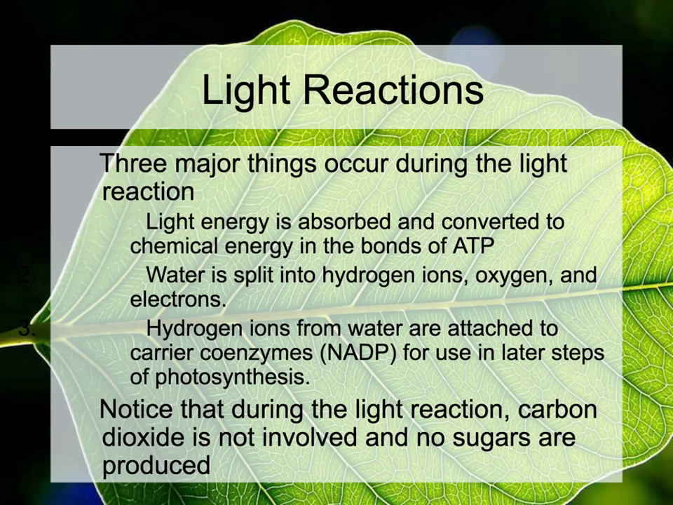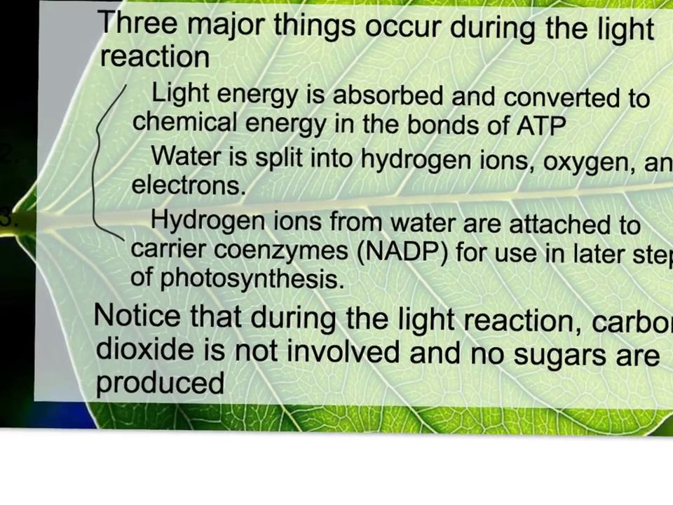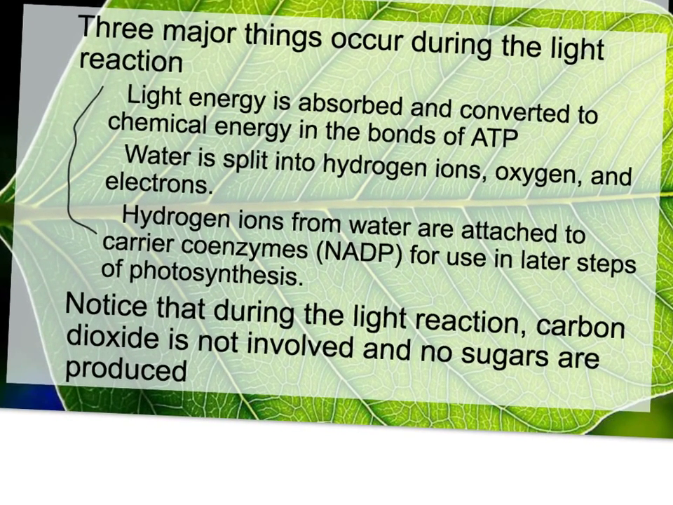So during the light reaction, this is a summary. Once again, this is the important stuff to note. I'm not asking you for the individual steps. I'm not asking you to memorize the steps of the light reaction. What do you need to know? Light energy is absorbed. We need to have energy, and we're going to convert it into chemical energy, the bonds of ATP. Water will be split, and then we make this NADPH, which will be used later to help us make some sugar. The big note at the very bottom of the page is that during this process, no carbon dioxide is involved and no sugars are produced. So it's a very simple process that takes light energy and makes ATP.